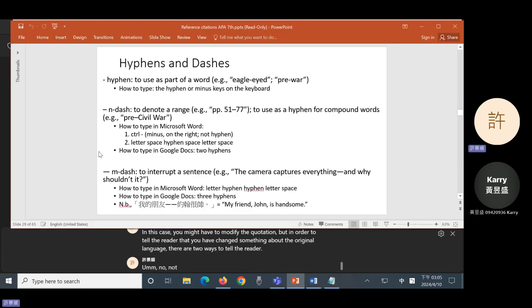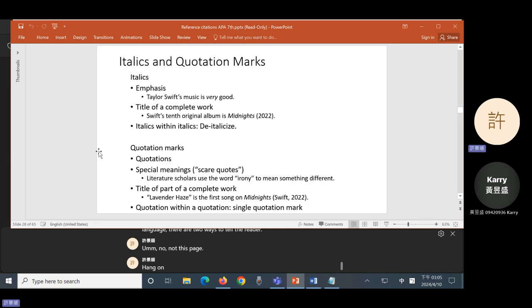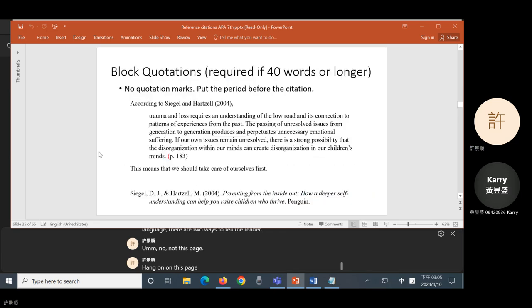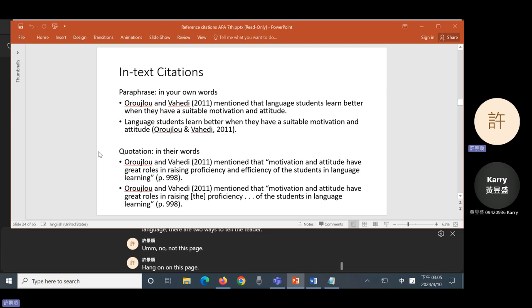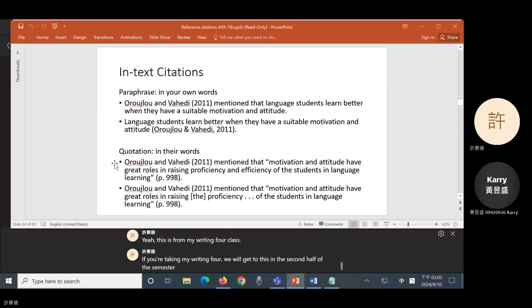Not this page, hang on. Not this page. Okay, yeah. This is from my Writing Four class. If you're taking my Writing Four, we will get to this in the second half of the semester.